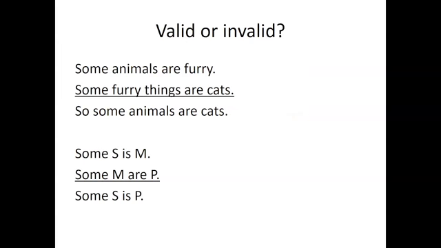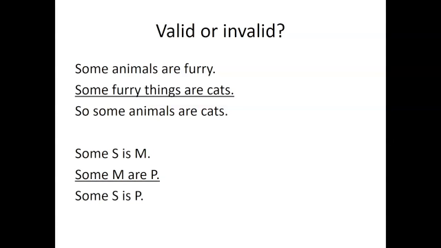Some animals are furry, some furry things are cats. So some animals are cats, right? There is an affirmative premise. Some animals are furry, right? Both of them are affirmative. And there's no negative premise or negative conclusion, so we didn't worry about that rule. It passes that rule.